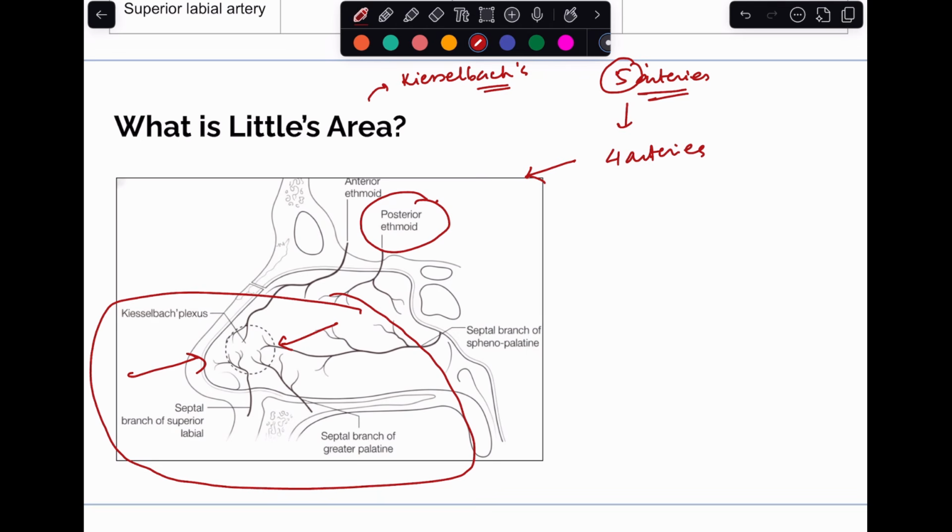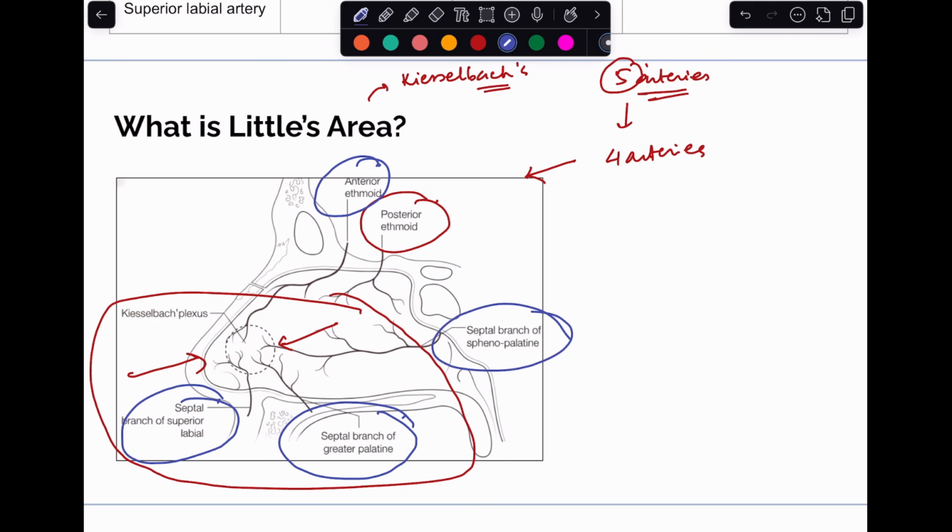Little's area is formed by the anastomosis between the anterior ethmoidal artery, the septal branch of the superior labial, the septal branch of the greater palatine, and the posterior septal branch of the sphenopalatine artery. So these are the 4 arteries forming the Little's area.